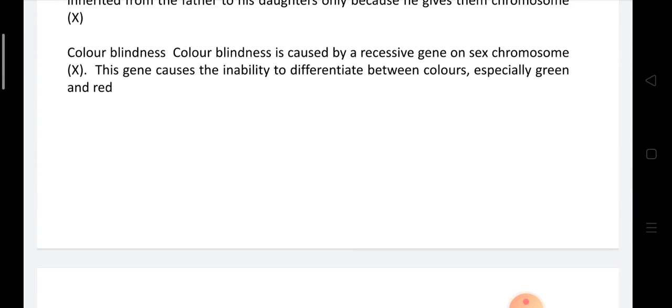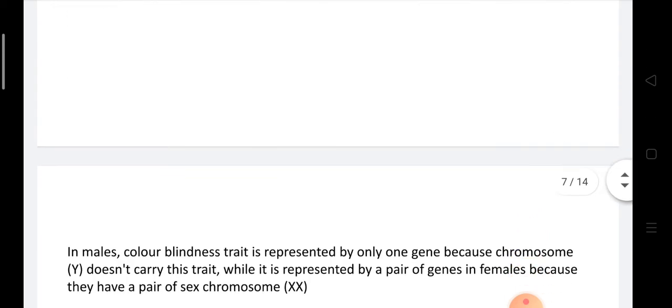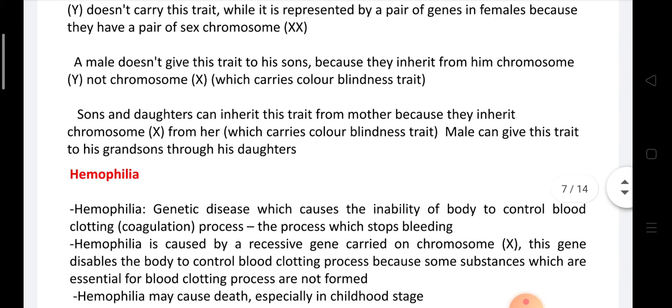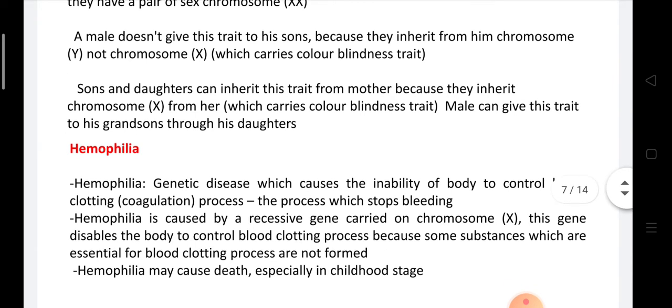Color blindness is caused by a recessive gene on sex chromosome X, and the gene causes inability to differentiate between colors, especially red and green. In males, color blindness trait is represented by only one gene because chromosome Y doesn't carry this trait, while for color blindness to appear in females, they need 2 X chromosomes to carry this gene. Sons and daughters can inherit this trait from the mother because they inherit chromosome X from her. A male can give this trait to his grandsons through his daughters.